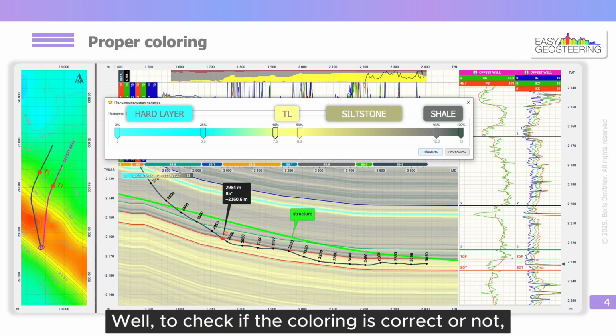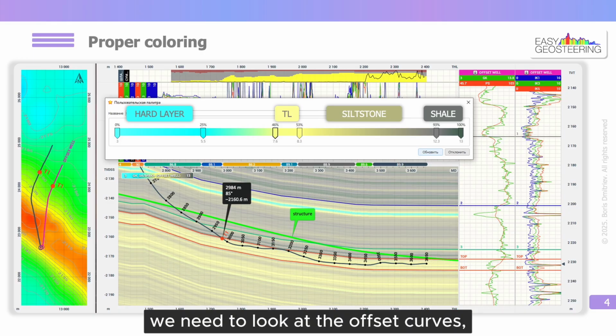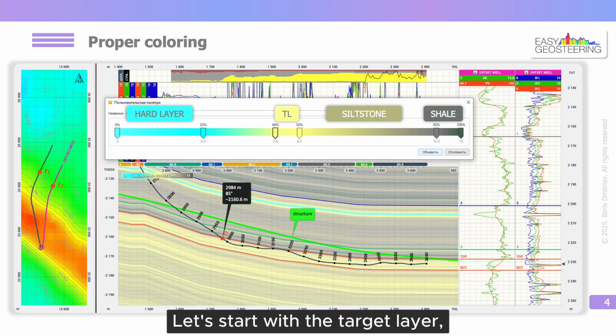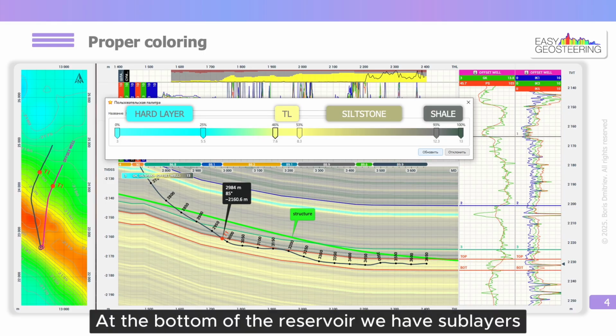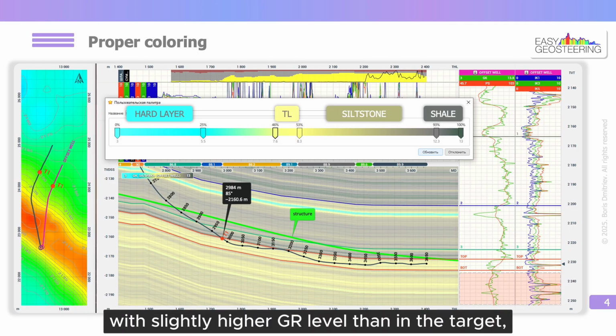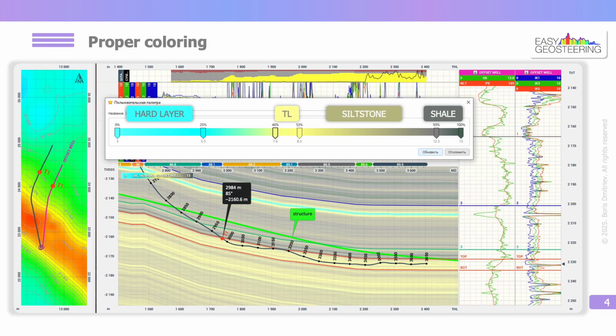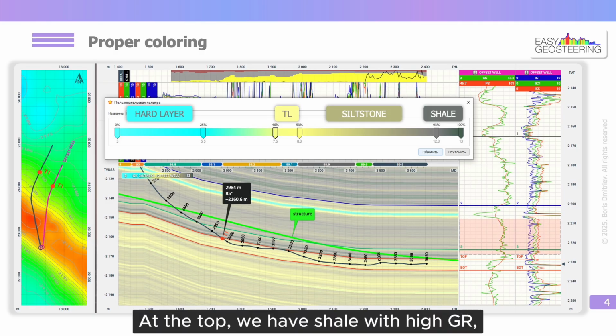To check if the coloring is correct or not, we need to look at the offset curves, identify all formations in it, and verify if the layers have their respective colors. Let's start with the target layer, which is between the red markers. Sandstone on the cross-section has a yellow color, and that's correct. At the bottom of the reservoir, we have sublayers with slightly higher gamma ray level than in the target, and we might suppose it to be a siltstone with yellow-gray color, and that's also correct. At the top we have shale with high gamma ray, and it's also properly colored gray.